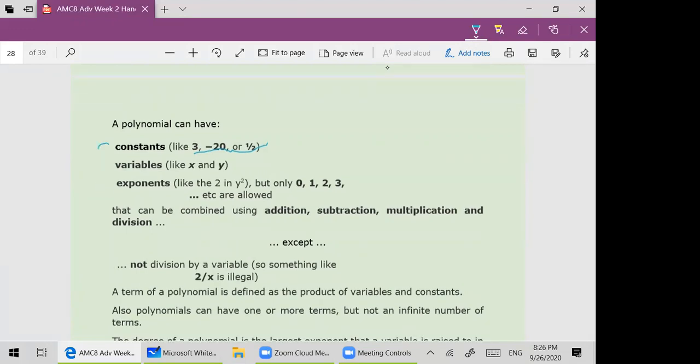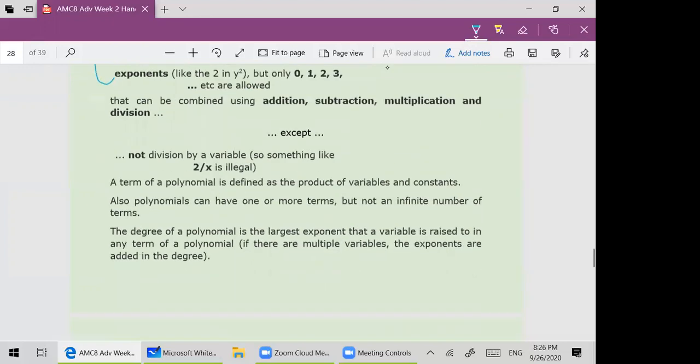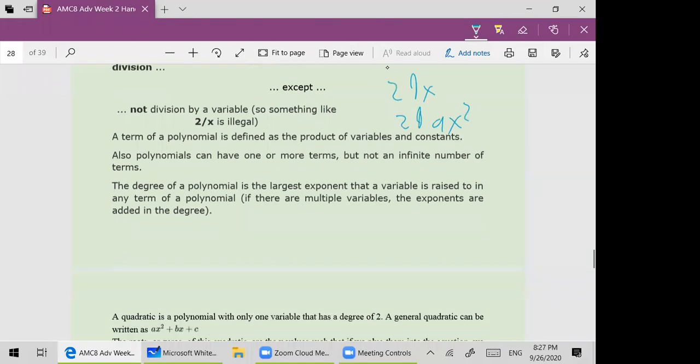These can be combined using addition, subtraction, multiplication, and division. But you cannot divide by a variable. So something like 2 over x is not legal. A term of a polynomial is defined as the product of variables and constants. So for example, 29x is a term of a polynomial, and the same thing goes for 29a x squared. Also, polynomials have at least one term, but they do not have an infinite number of terms.